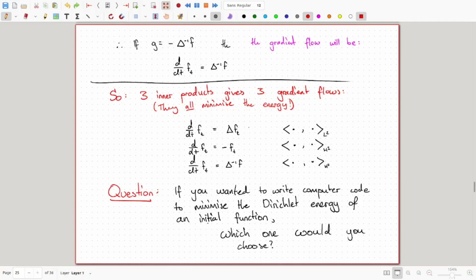So our L2 gave us this heat equation looking thing. This H1 inner product gave us this ordinary differential equation. This will be important in a sec. And our H2 inner product gave us this other thing with an inverse Laplace operator.